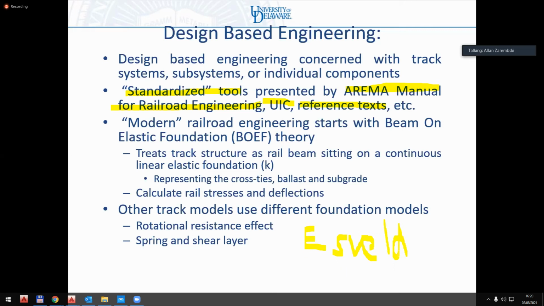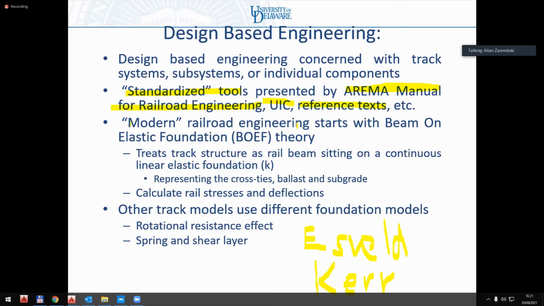So Esveld's text, Conrad Esveld, like I said, formerly from Delft University in the Netherlands, also formerly from the Netherlands Railways. And then the other book, Railway Engineering by Arnold Kerr. He was an American professor. Actually, he was at the University of Delaware a couple of years before me, but he was actually my professional mentor. I knew him for about 50 years before he passed away only a couple of years ago.